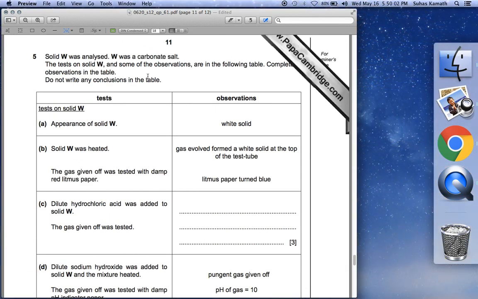So solid W was analyzed. W was a carbonate salt. So the tests on solid W and some of the observations are in the following table. Complete the observations in the table. Test it with brown litmus paper. So it's ammonium, yes. So when heated, ammonia is produced. So it's ammonium carbonate. Dilute hydrochloric acid.